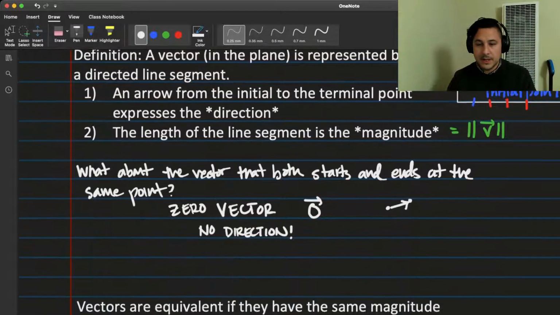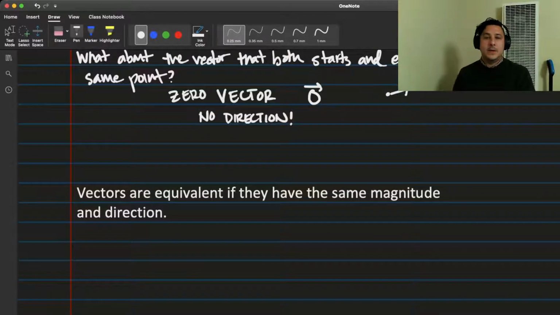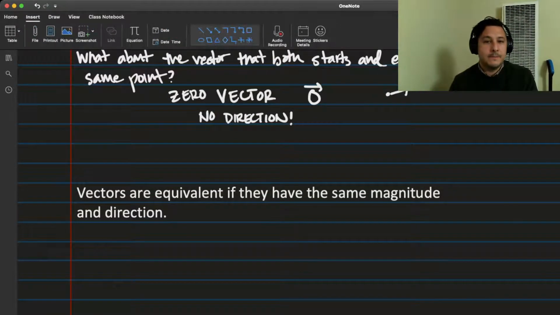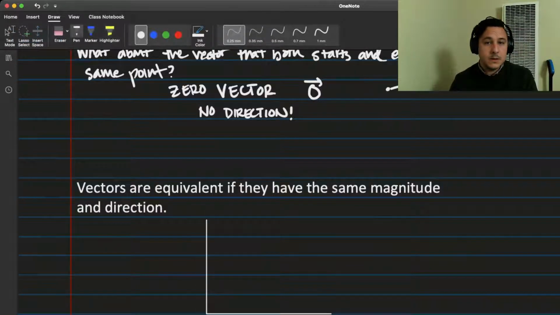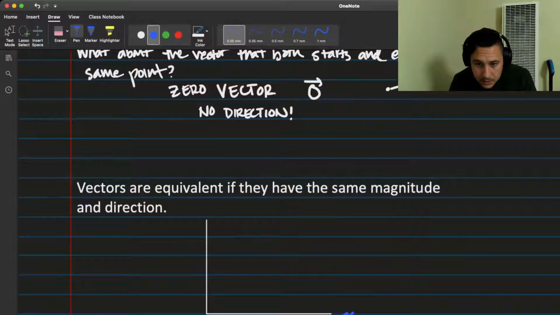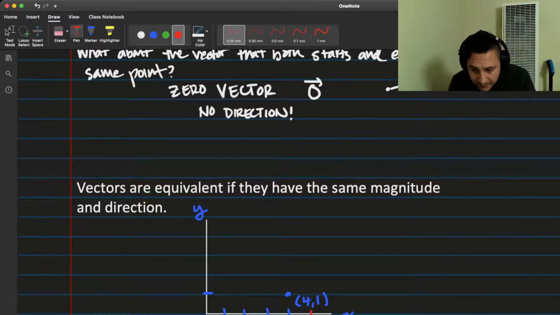Scroll down a little. Two vectors are equivalent if they have the same magnitude and direction. What do I mean by that? Let's insert our x and y axis. I'm going to start at 1, 2, 3, 4, (4, 0). I mean (4, 1), my bad. That'll be my initial point. And let's have our terminal point be (5, 3).